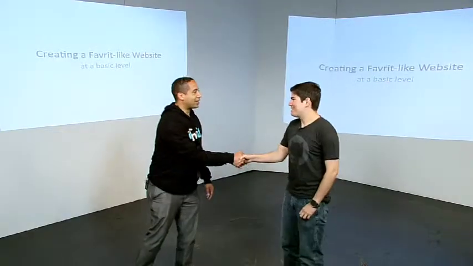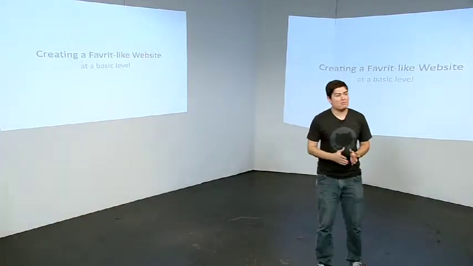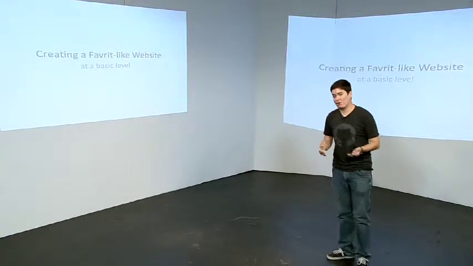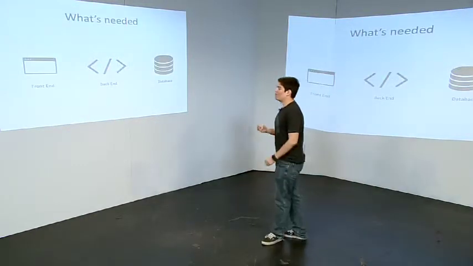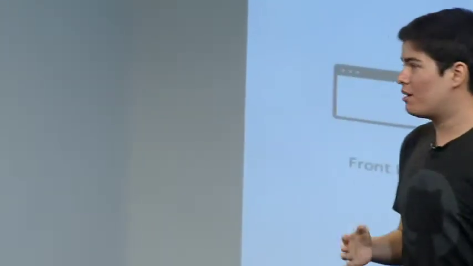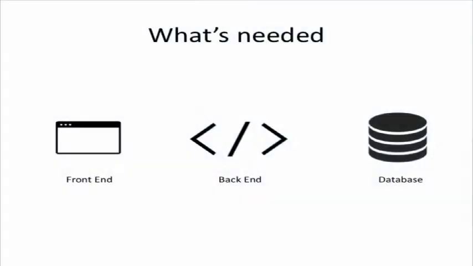Thanks for coming today. Thanks for having me. Okay, great. Today I'm going to be showing you how to build a website and how a website like Favorite would work in theory. So starting off, there are three parts to the website. There's going to be the front end, the back end, and the database. Today we're going to be focusing more on the front end and the database.